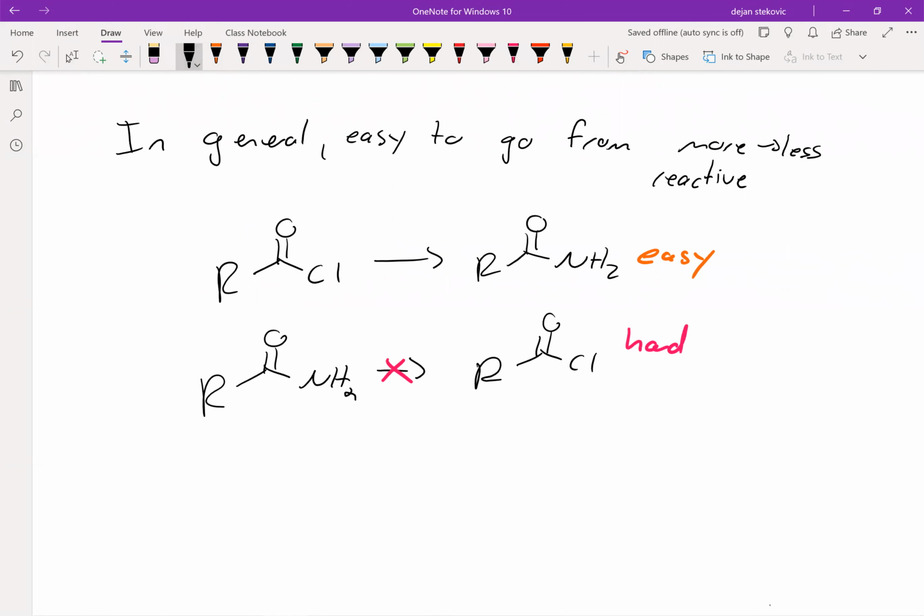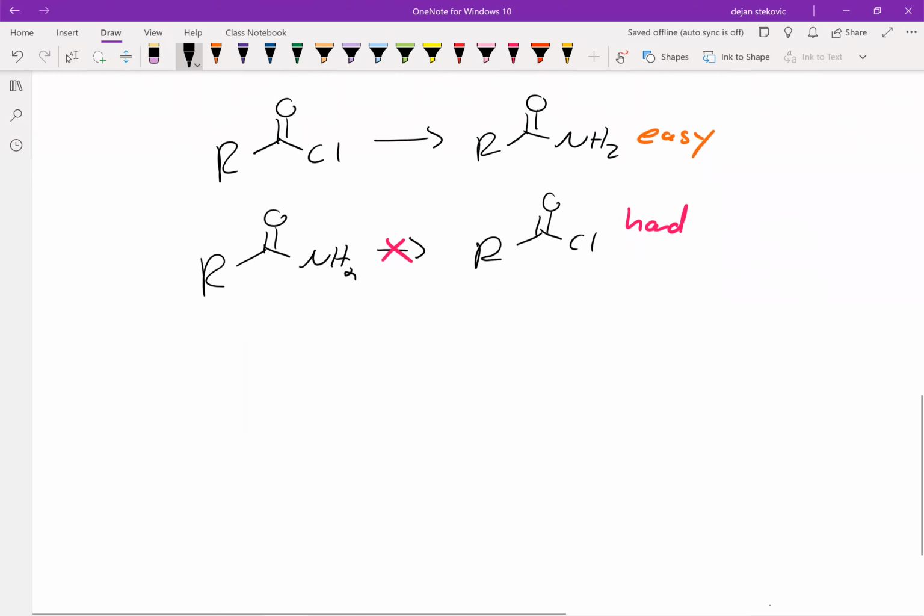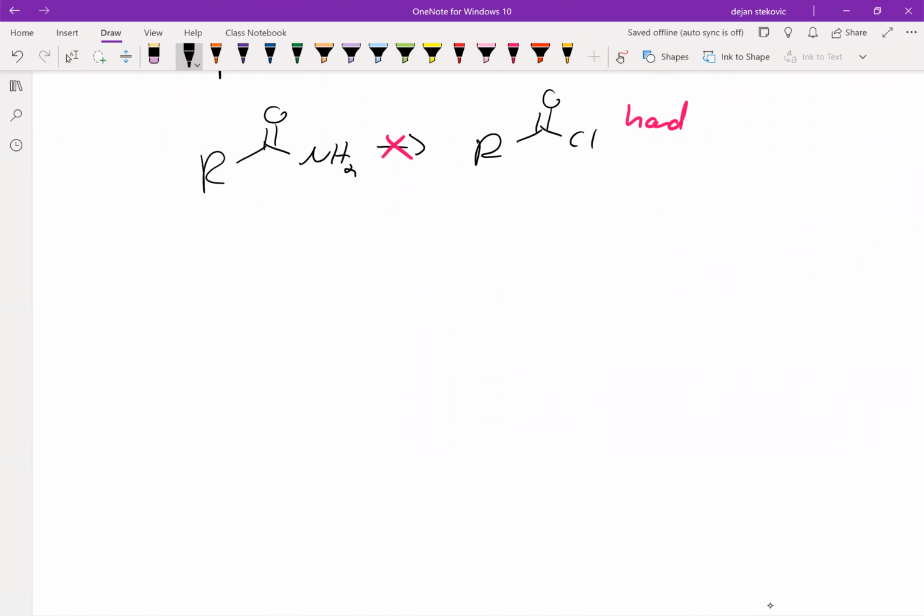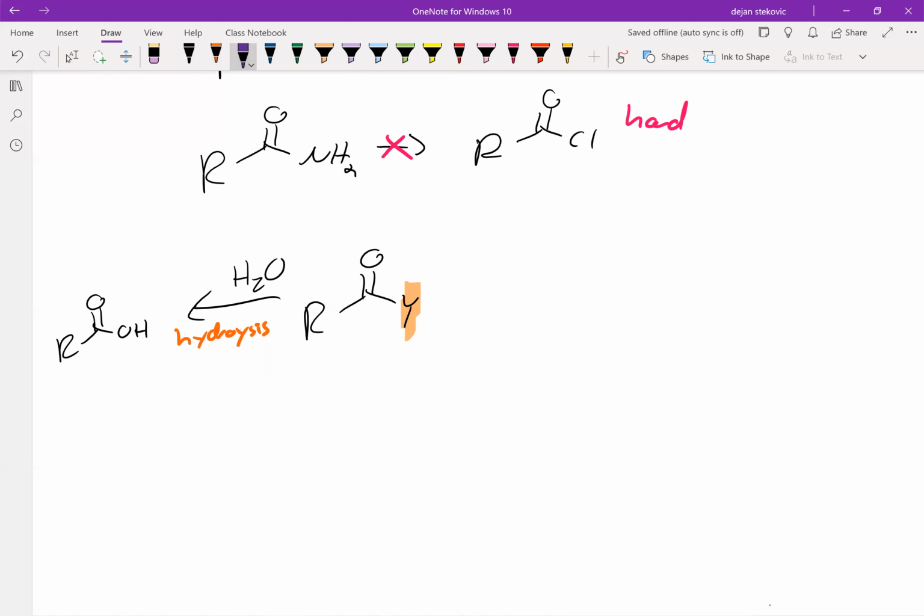That doesn't mean that it can't happen. We'll learn plenty of reactions where we go from something that's less reactive to something that's more reactive. It's just more difficult to do. We need to use stronger reactants and usually harsher conditions. But overall, we'll learn a whole bunch of these acyl substitution reactions. They all get their name basically based on what we're going to change this Y group into. So for example, if you add water to change this Y group into an OH for a carboxylic acid, that's called hydrolysis. We're breaking that bond using water to form a carboxylic acid.